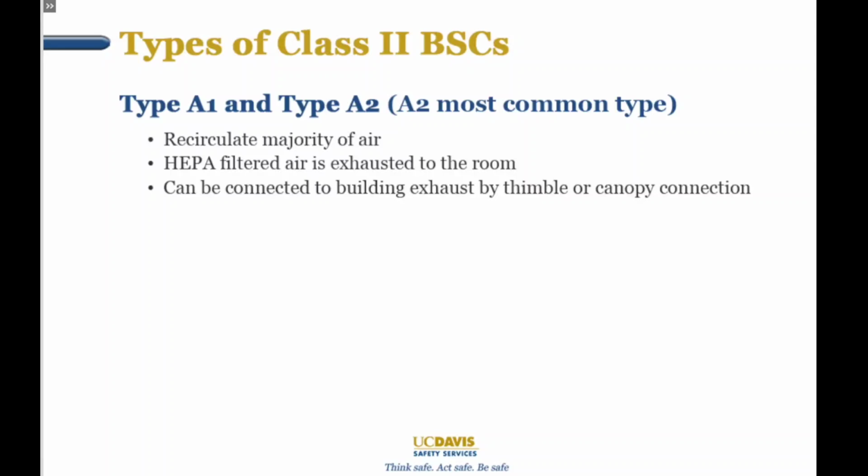Alternatively, the exhausted air can be captured by a thimble or canopy connection and drawn out of the room through the building exhaust system, which can mitigate the risk of very small amounts of gases and vapors released into the room. This will be discussed further later on. Type A2 cabinets are the most common type of BSCs used at UC Davis.